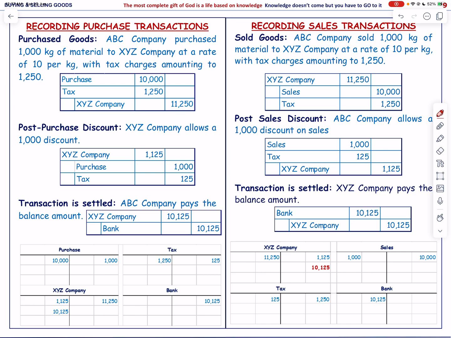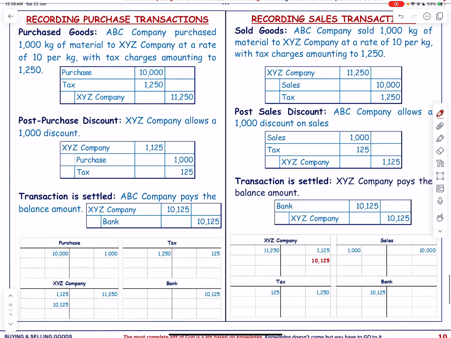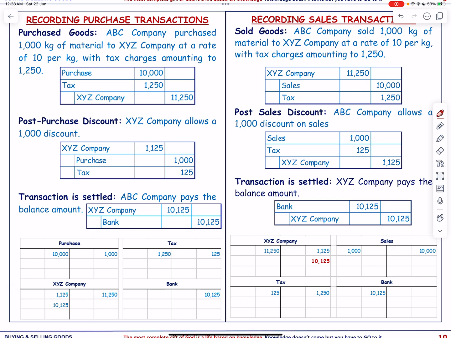Let us look into the second scenario. In the second scenario, ABC company purchases goods from XYZ company with a purchase discount. The treatment of the transaction once again remains the same regardless of whether there is a subsequent purchase return or discount. In both cases, the purchase account is going to be decreased. You can see over here the purchase has decreased by 1000, and here also, when there is a purchase discount, the purchase is going to decrease.